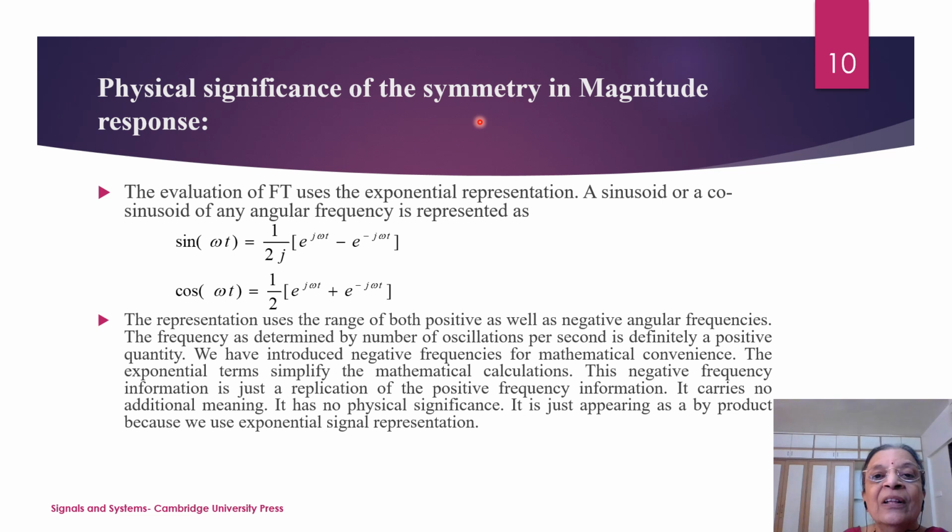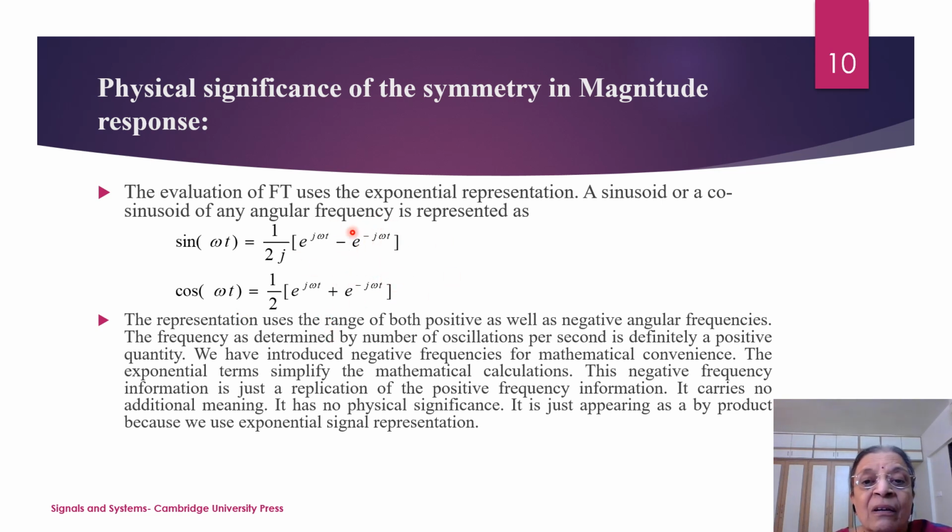Now, what is the physical significance of symmetry in the magnitude response? We see that we get symmetry in the magnitude response. The evaluation of the Fourier transform uses exponential representation, e raised to minus j omega t, right? A sinusoid or cosinusoid of angular frequency is represented as: sine is 1 upon 2j into e raised to j omega t minus e raised to minus j omega t, and cos is 1 upon 2 into e raised to j omega t plus e raised to minus j omega t. So, sine and cosine functions are represented in terms of exponential functions.